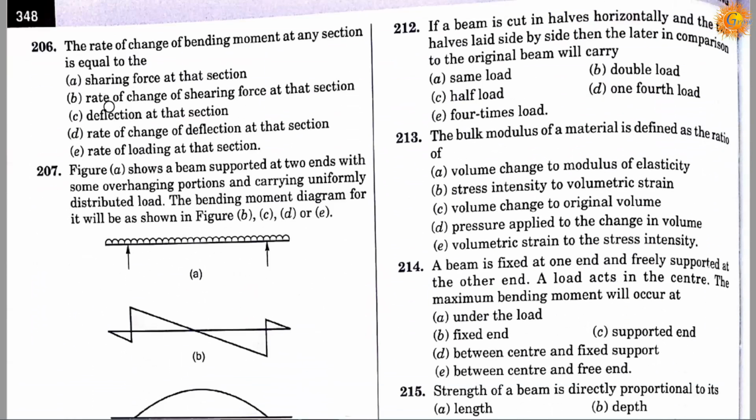Question number 206. The rate of change of bending moment at any section is equal to the option A, shearing force at that section, option B, rate of change of shearing force at that section, option C, deflection at that section, and option D, the rate of change of deflection at that section, and option E, the rate of loading at that section. Correct answer is A. It will be shearing force at that section.